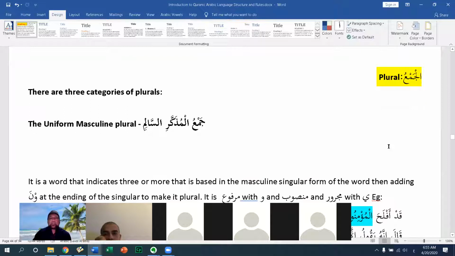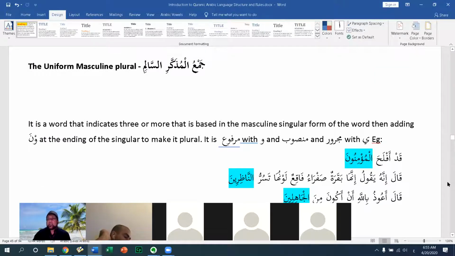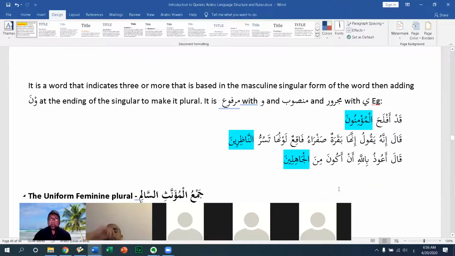When it's plural, there are 3 kinds of plural. Jama al-mudhakkar salim, the sound or uniform male plural, like al-mu'minu al-mu'minuna, al-muslimu al-muslimuna, al-abidu al-abiduna, at-taibu at-taibuna, al-naziru al-naziruna, al-jahilu al-jahiluna. That's, you add waw and noon. It's marfu' with waw, it's majrurun with ya, mansubun with ya, and majrurun with ya.